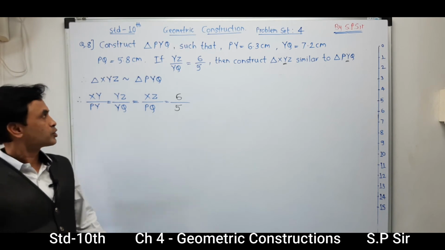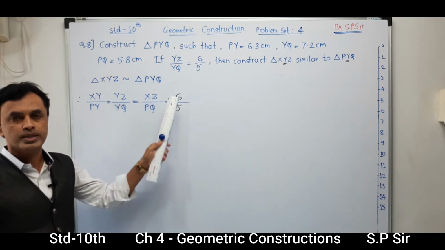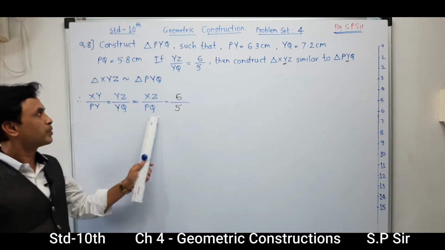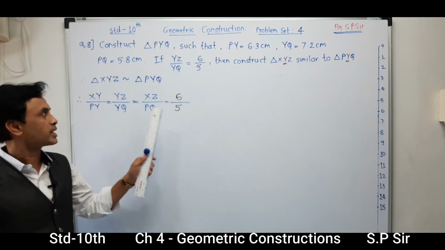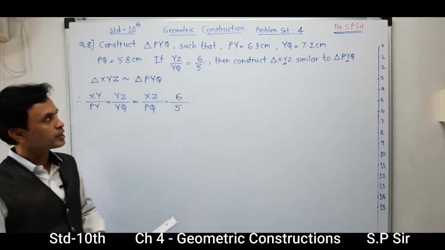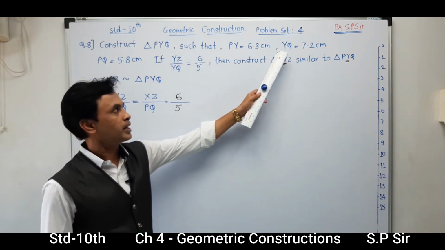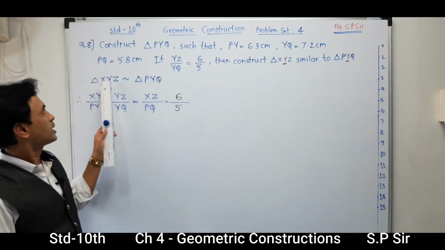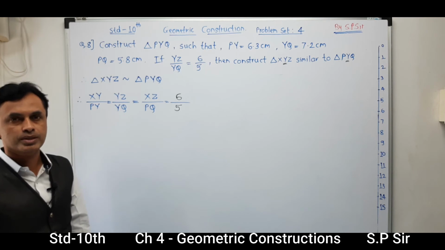Now this ratio itself indicates that XYZ is 6 times. If XYZ is 6 times, then PYQ is 5 times. This means you can say simply PYQ is smaller in size, or you can say XYZ is comparatively larger in size. So, starting from the given values of PY, YQ and PQ, we go one by one in terms of structure.